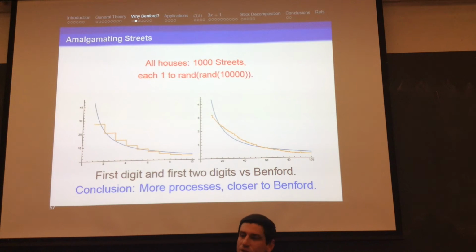Now what I'm going to do is I'm going to choose a number randomly from 1 to 10,000, and then choose a number randomly from 1 to that, and use that for my street length. So I'm going to iterate the process. Benford or not Benford?